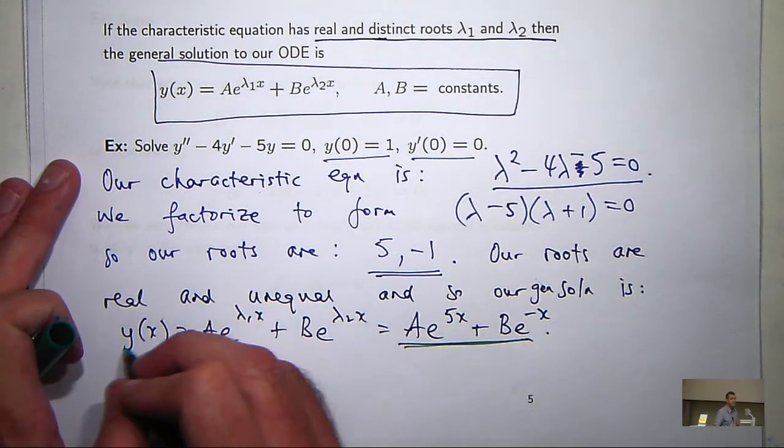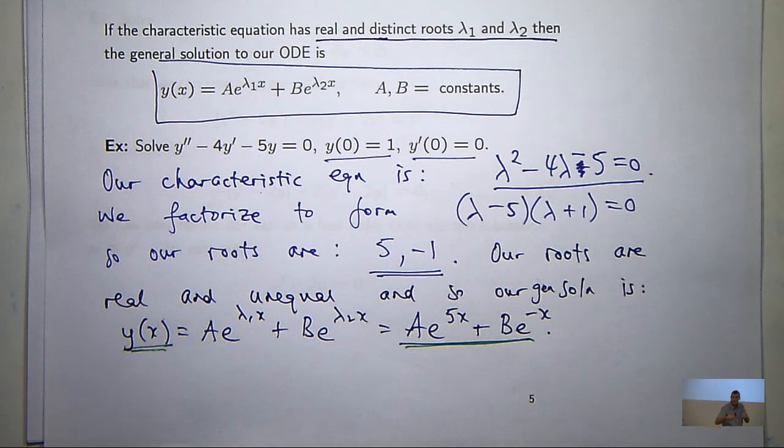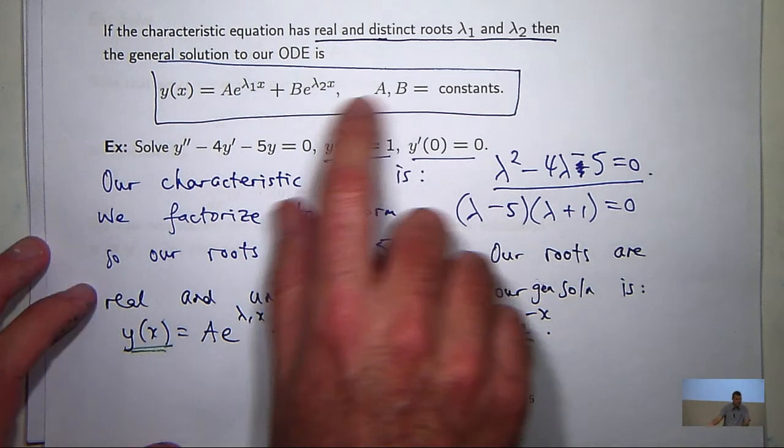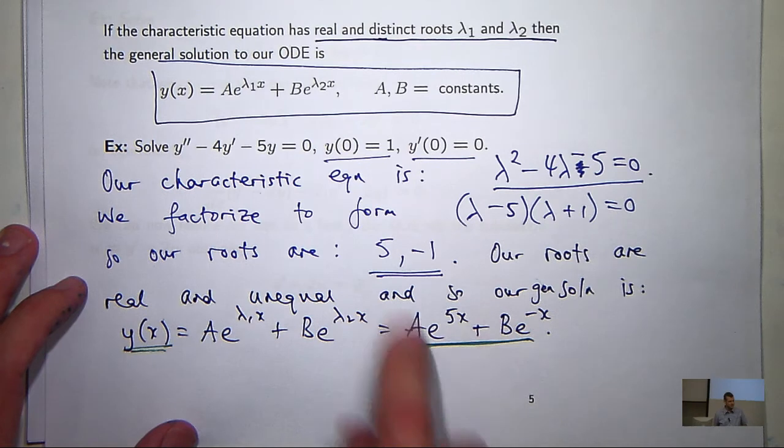Now, a good question here is, does it matter which way you put the numbers in? What about if I put in A e to the minus x plus B e to the 5x? Does it matter? Why not? Yeah, it doesn't, because the big A and big B are just arbitrary constants. So if you have these choices reversed, you'll still be correct. We haven't used the initial conditions yet. So let's go through and determine big A and big B from the initial conditions.